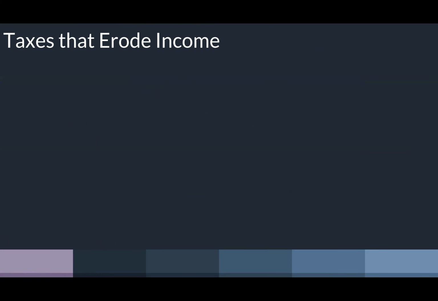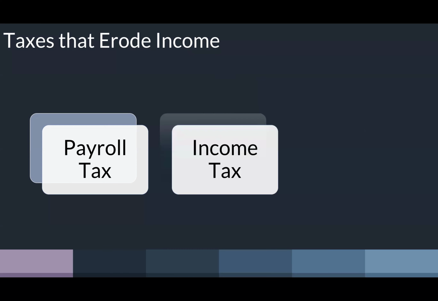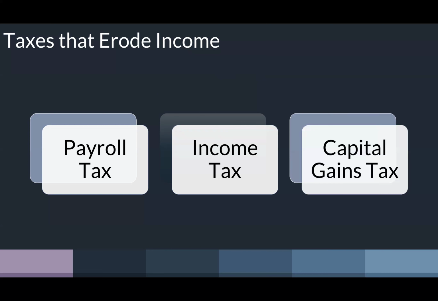Taxes erode income and wealth, and understanding how those taxes fit into the planning picture really will help you identify where the savings can happen. So these taxes could be payroll taxes, they could be part of the income taxes, both state and federal. And of course, there's capital gains taxes. Now, we also know there's estate taxes, and that'll be for another conversation.